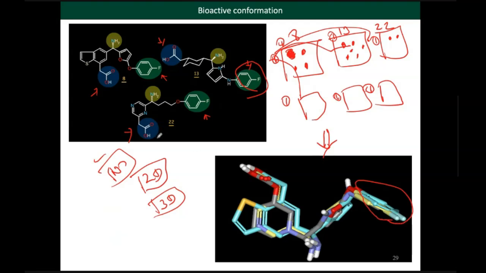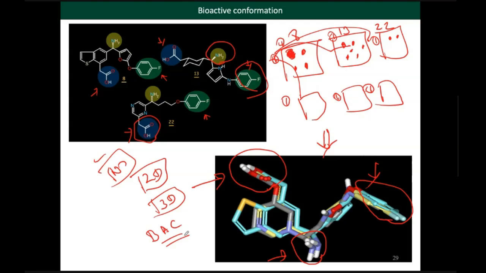This COOH group, this NH2 group is superimposed here in all the three compounds, and the COOH is superimposed in all the three compounds here. So do you agree that all the three functional groups are superimposed? Yes, sir. Okay, so the conformation in which most of the functional groups are superimposed like this is what is called the bioactive conformation. Is that understandable?